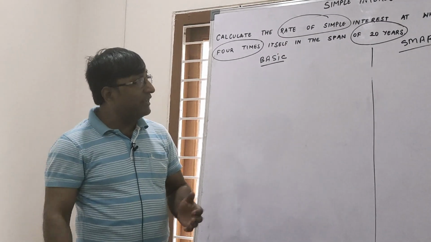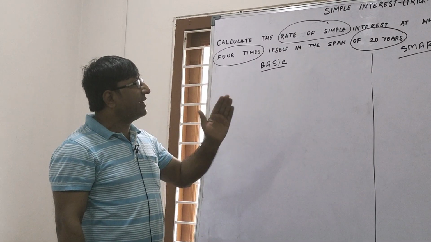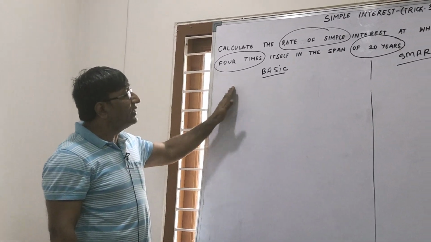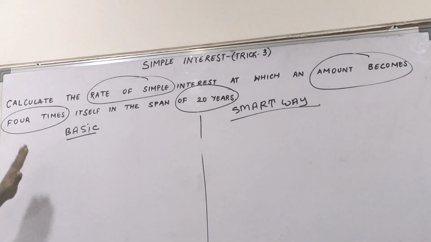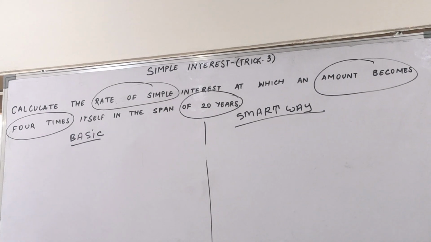Today I'm explaining a very important technique for simple interest. This is technique number 3. So the question is: calculate the rate of simple interest at which an amount becomes 4 times itself in the span of 20 years. This is a model question.